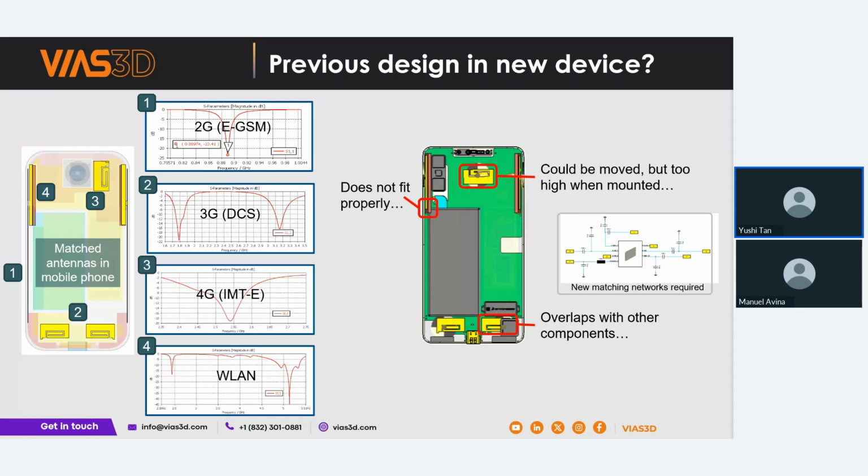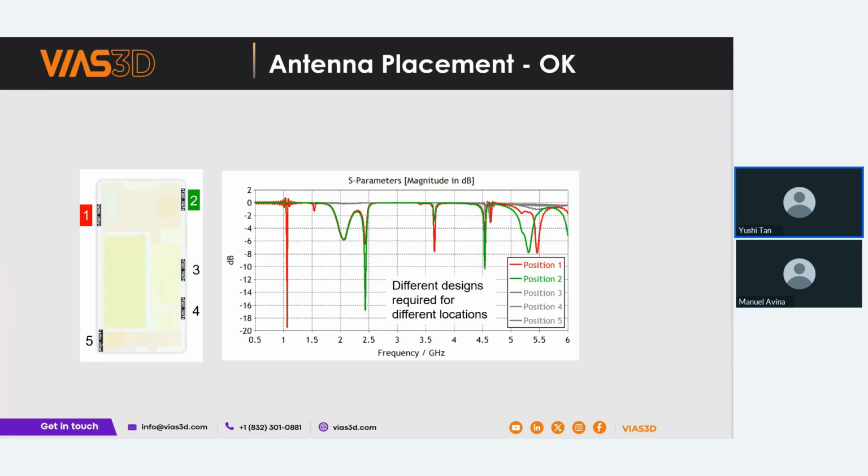So it's always the installed performance that matters the most, not just the antenna in isolation. So let's take a look at a couple scenarios over here. The same exact antenna in 5 different locations, and we can identify the good antenna placement locations. So let's say using the antenna design as is, position 1 and 2 show okay performance.